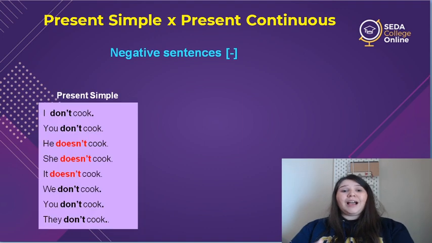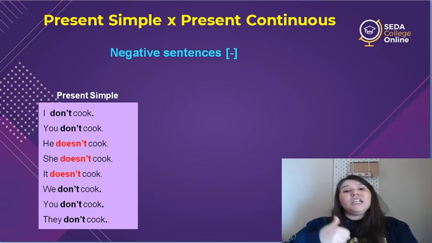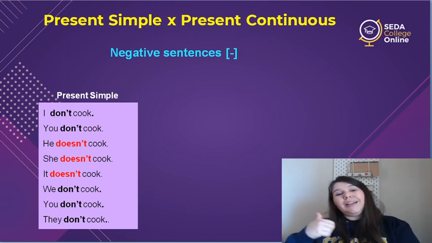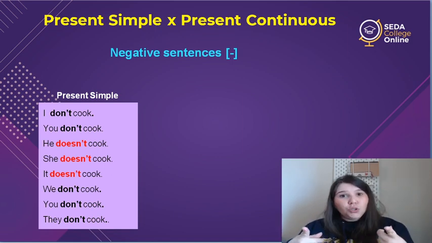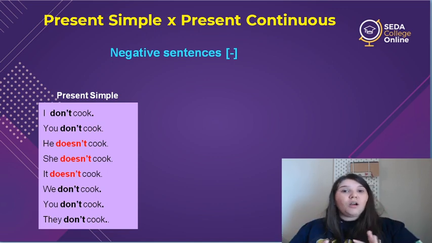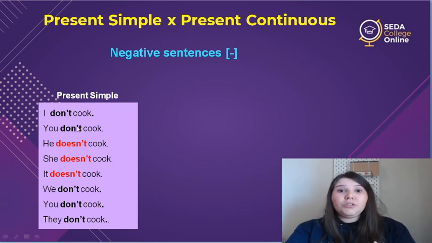Negative sentences. Present simple. I don't cook. You don't cook. He doesn't cook. She doesn't cook. It doesn't cook. We don't cook. You don't cook. They don't cook. Important here. When we use a negative sentence with the present simple, we need to use an auxiliary verb. The auxiliary verbs are don't and doesn't.